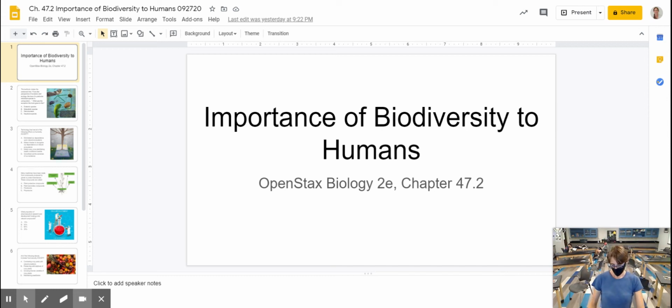Hey everybody. Okay, so I'm going to give you a little lecture here about chapter 47.2 of the OpenStax Biology 2E textbook. And this is called The Importance of Biodiversity to Humans.